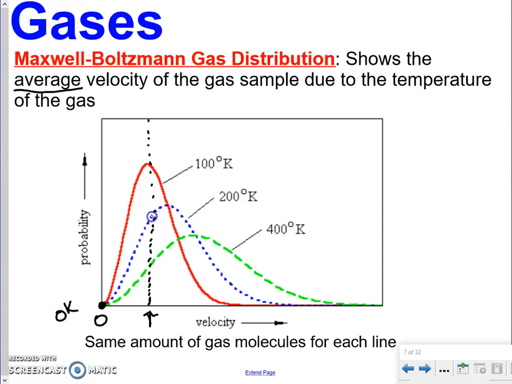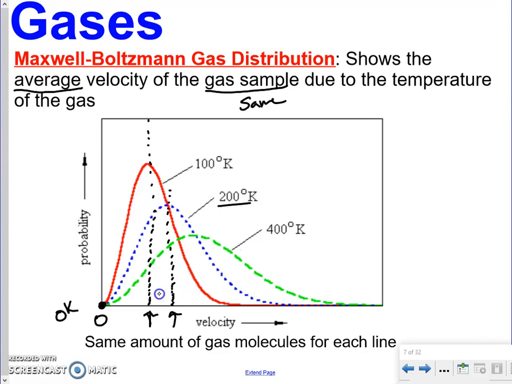Notice this one. It's got a little bit lower hump, okay? But notice where the center point of that hump is. It's a little bit higher on the velocity. Well, why is it going to be moving faster? It's going to be moving faster because it is at a higher temperature. And also keep in mind, this is the same gas sample for all 3 of these data points. And I should have mentioned that earlier, apologize.